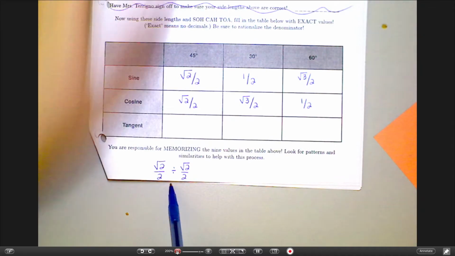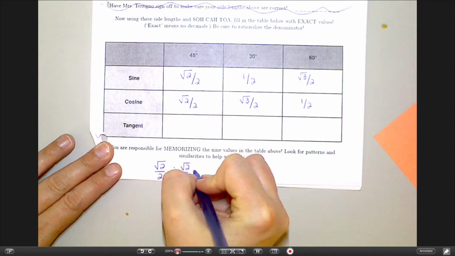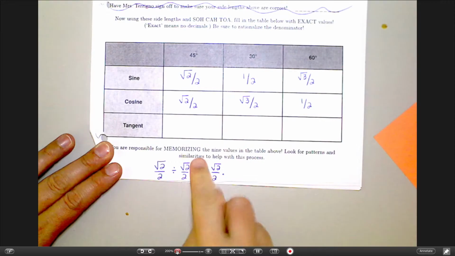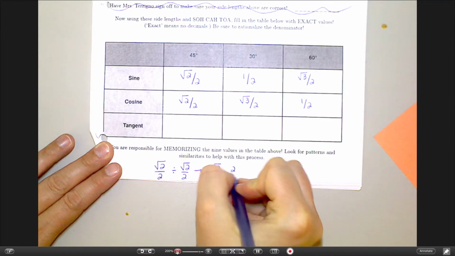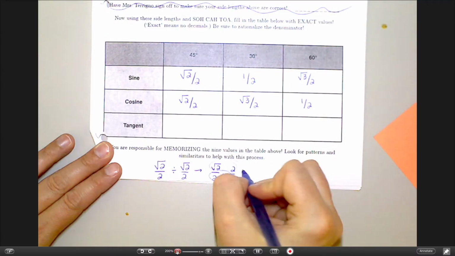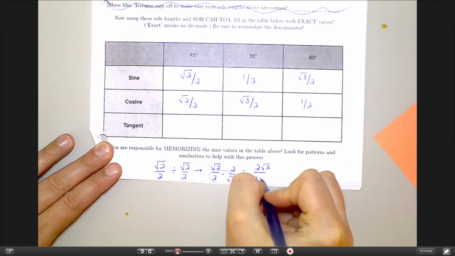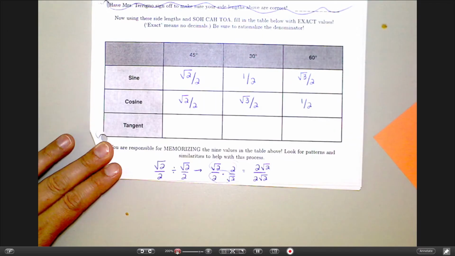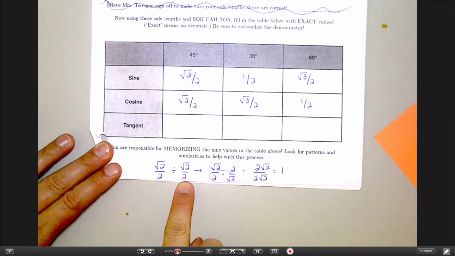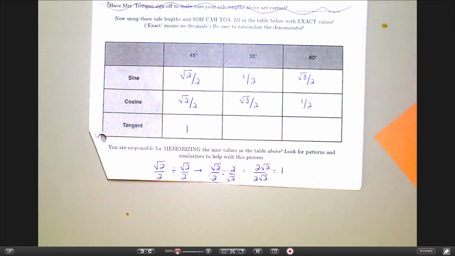Some of you wrote this down but didn't really understand where that came from. Okay? To do this division problem, I would do square root of 2 over 2 times the reciprocal of this one. So that would be 2 over the square root of 2. Multiply straight across, and that gives me 2 square root of 2 over 2 square root of 2. Now what does that equal? 1. And we should have seen that right off the bat, because anytime you divide two numbers that are exactly the same, don't you get 1? Yeah. So tan of 45 is equal to 1.